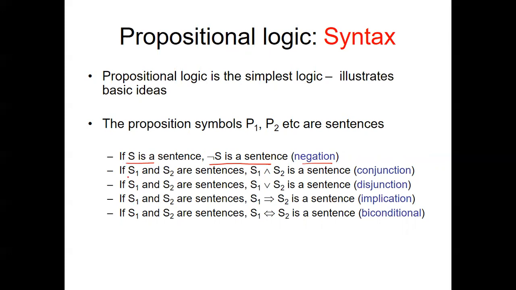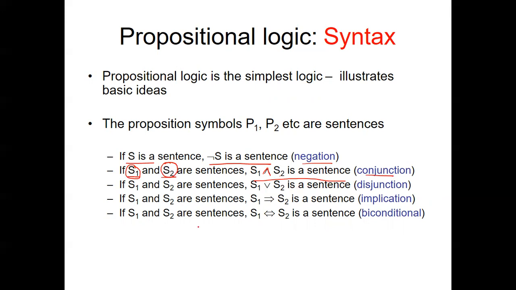If S1 and S2 are sentences, then S1 and S2 is also a sentence. This is something like a compound sentence. S1 is one separate sentence, S2 is another separate sentence. Then you can combine S1 and S2, and that is also a sentence. As per propositional logic terminology, this operator is called conjunction. This and symbol is called conjunction.